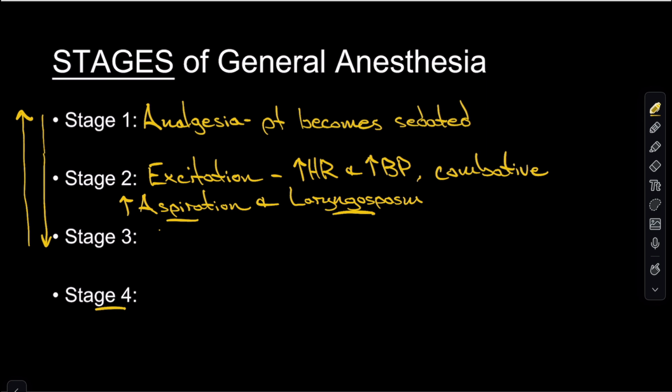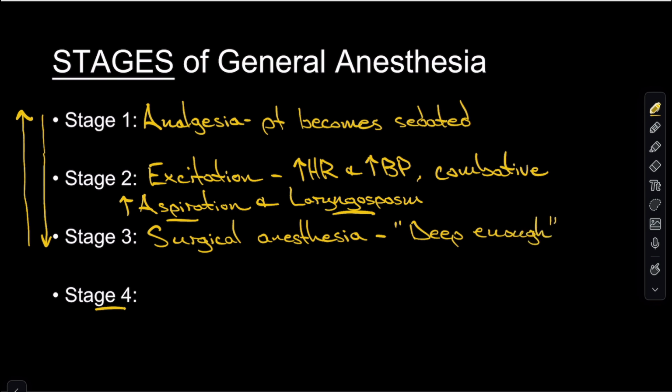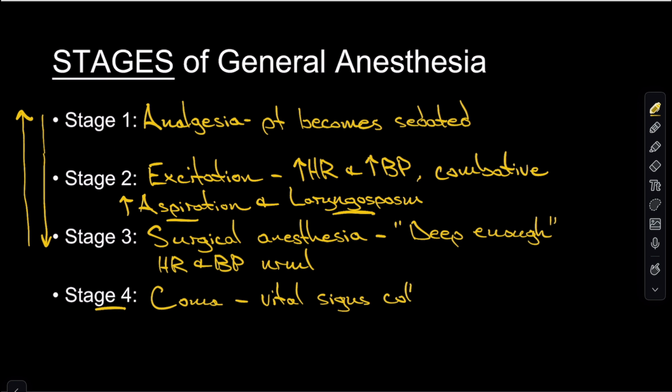And then stage 3 is known as surgical anesthesia. So this is where a patient is, in quotes, deep enough for surgery. During stage 3, you have your heart rate and blood pressure return back to baseline. And then stage 4 is known as coma, and your vital signs collapse. So you'd certainly want to avoid that.